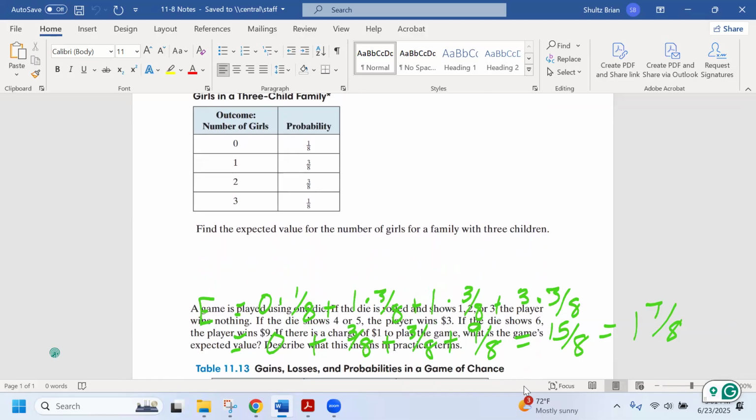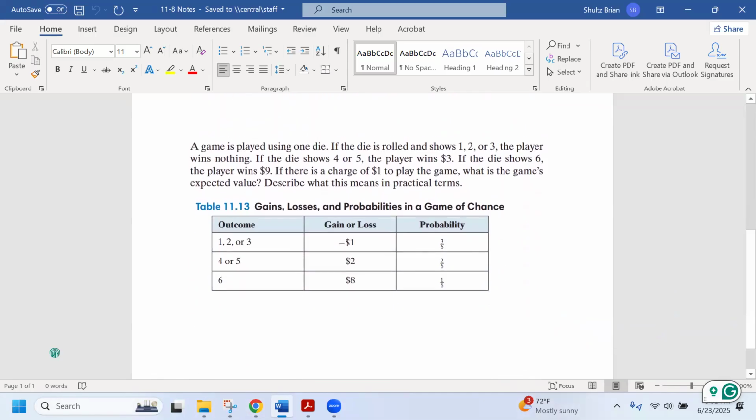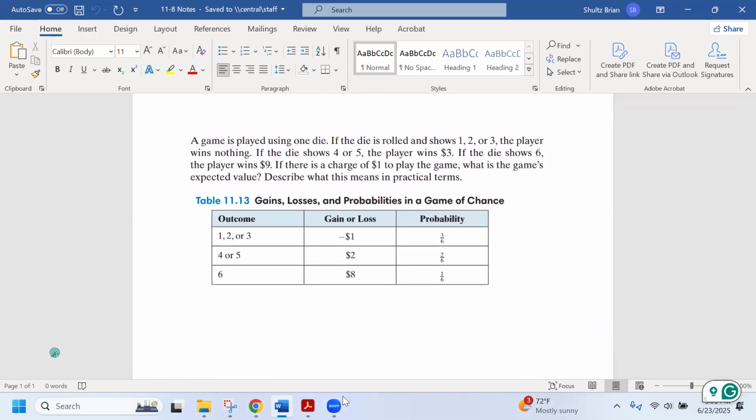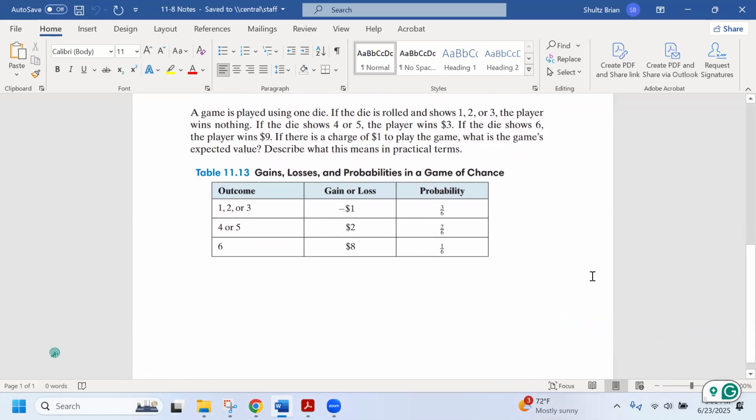The next section, or the next example: a game is played using 1 die. If the die is rolled and it shows a 1, 2, or 3, the player wins nothing. If the die shows 4 or 5, the player wins $3. And if the die shows 6, the player wins $9. If there is a charge of $1 to play the game, what is the game's expected value? Describe what this means in practical terms.